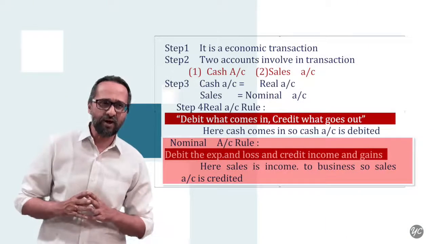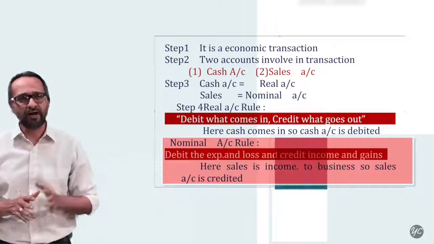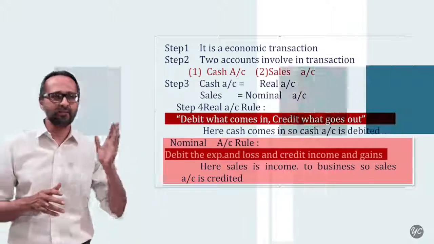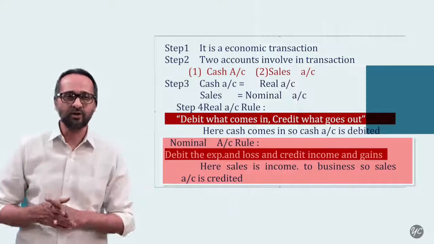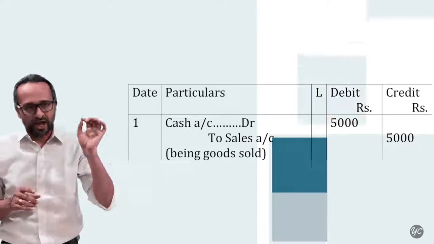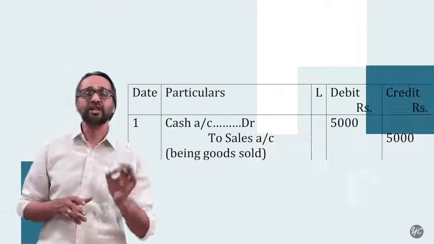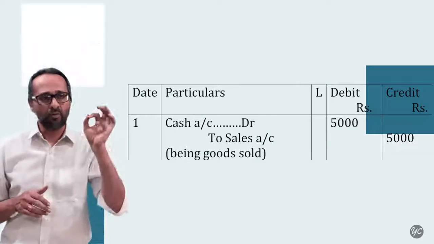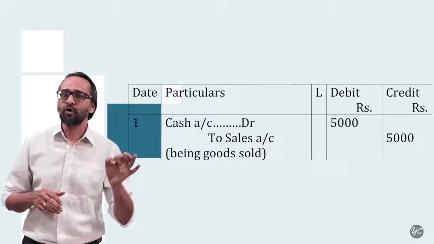What is the rule for nominal account? Expenses are debited and incomes are credited. So sales is the income; that's why sales account is credited. So in the end, we make the entry like this: cash account debited to sales account. And what is the narration for this? Being goods sold for cash, rupees 5,000.